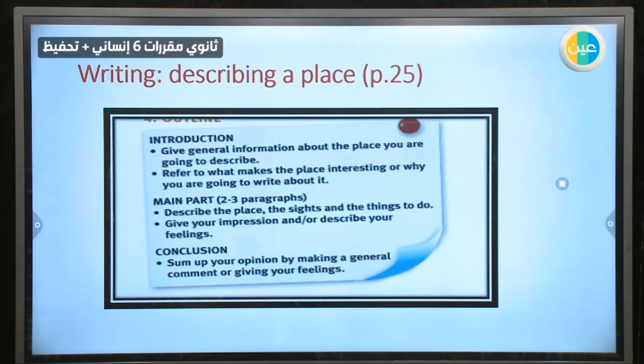Then the main parts, 2 or 3 paragraphs. In these paragraphs, you will describe the place, the site, and things to do. Give your impression and/or describe your feelings, and you will conclude it. You will end it with a conclusion. In this conclusion, you will summarize your opinion by making general comments or giving your feeling.